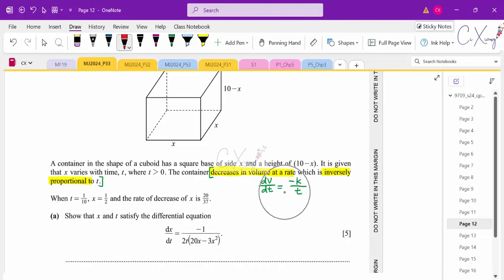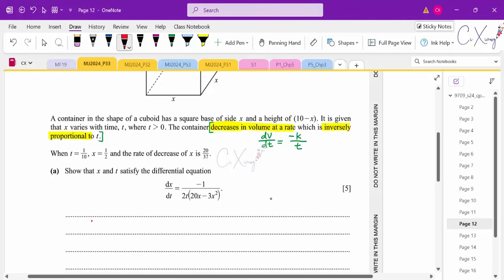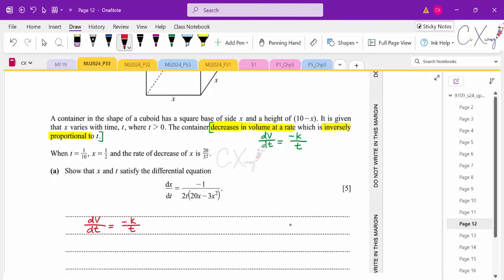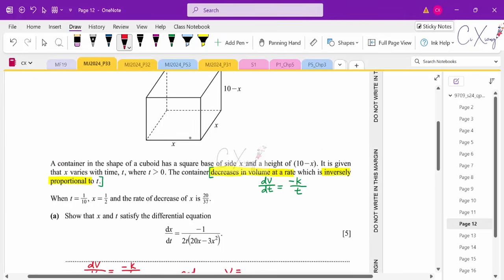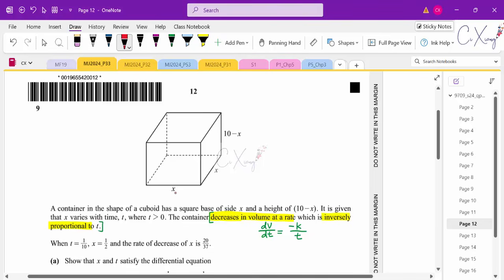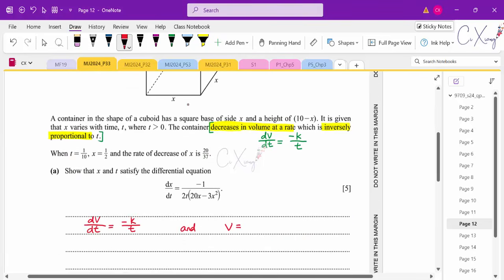So let us start. Maybe I copy down this one in my solution first. From the question just now, I get this equation. How can I try to link the volume with the variable x? The volume with the variable x, I can get it from the cuboid. I know that volume should be the area of base multiplied with the height. The area of base is x squared, multiplied by height, 10 minus x. So this is how we relate the V and also the x.